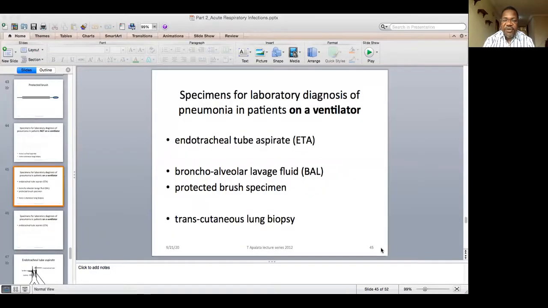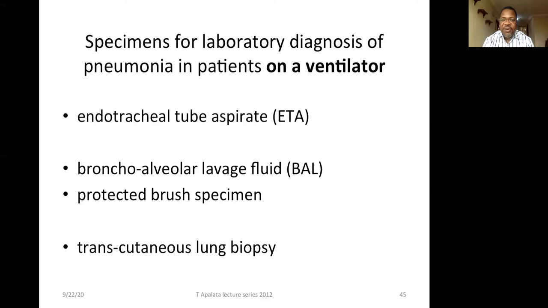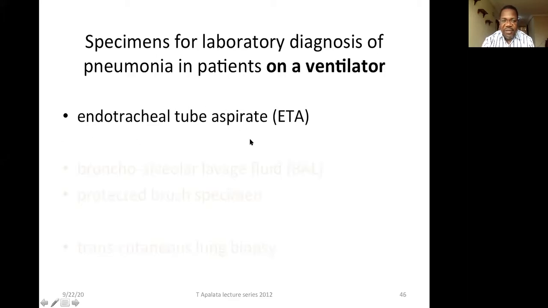So we were discussing bacterial respiratory tract infection, and actually we were dealing with specimen collections, and the specimen that we can collect from patients who are on a ventilator or who are mechanically ventilated. And we mainly discussed the endotracheal tube aspirate or ETA.